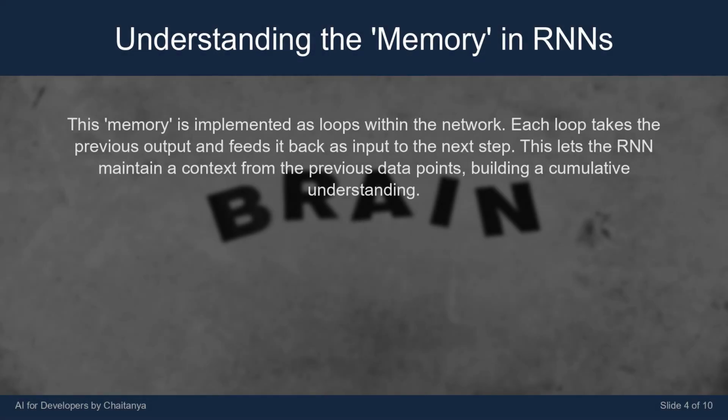This memory is implemented as loops within the network. Each loop takes the previous output and feeds it back as input to the next step. This lets the RNN maintain a context from the previous data points, building a cumulative understanding.